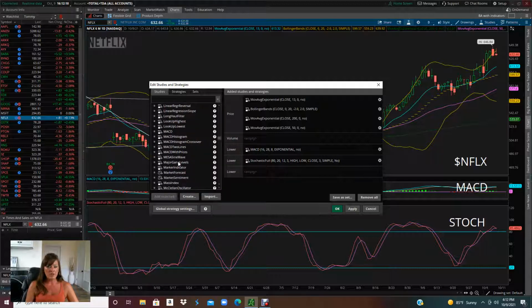Each stochastics is different on each platform, so I'm not sure about platforms other than Thinkorswim, but you might want to try to tweak your own to make it look the best you can.